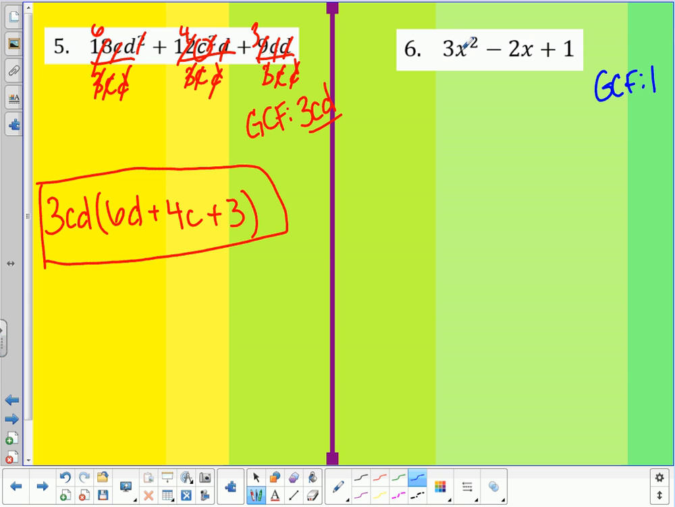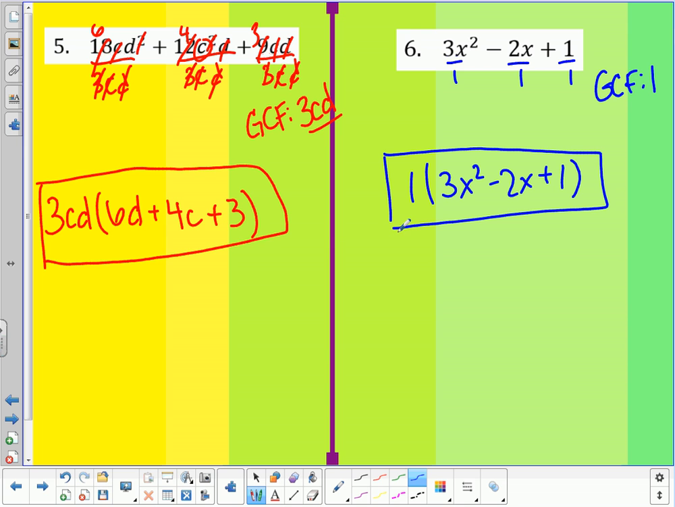Then I look at the variables. Here I have an x squared. There I have an x. But that's just a constant. I don't have an x with that term. So I can't actually take an x out of all of these because I don't have an x with the last one. So the only GCF here is 1. And dividing by 1 is easy because nothing changes. I just have a 1 out front. 3x squared minus 2x plus 1. And really, there's nothing else that we can do with that expression.